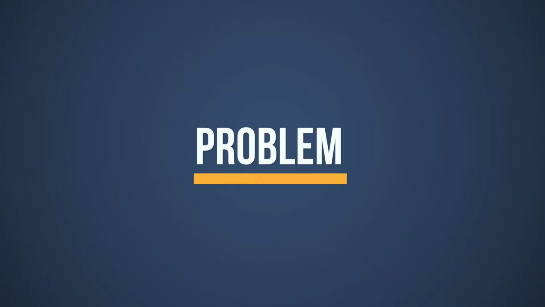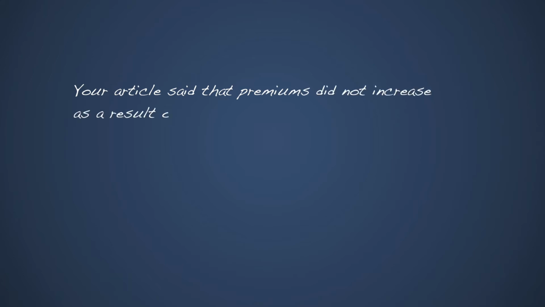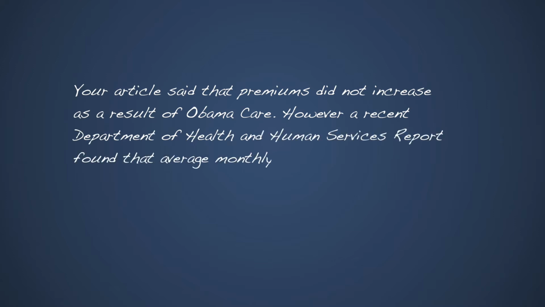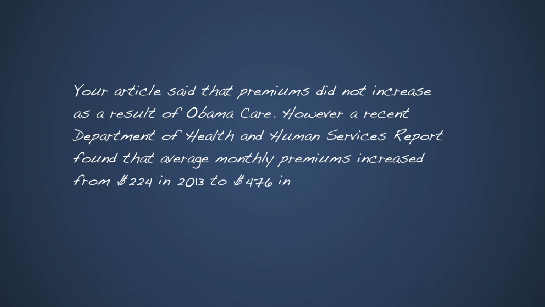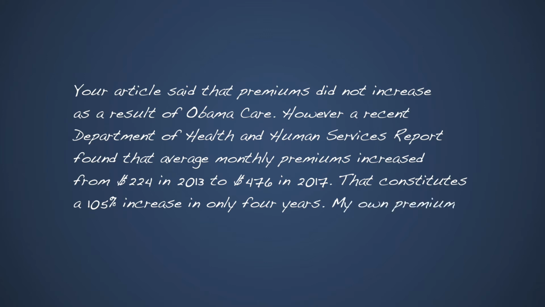Second, the problem. This is where you directly address a bill or debate happening before Congress and point out with facts and reasoning why the author is wrong. This is usually 1 to 2 facts with a sentence of commentary in between. Here's an example. Your article said that premiums did not increase as a result of Obamacare. However, a recent Department of Health and Human Services report found that average monthly premiums increased from $224 in 2013 to $476 in 2017. That constitutes a 105% increase in only 4 years. My own premiums here in Ohio saw a 76% increase during that same time period.